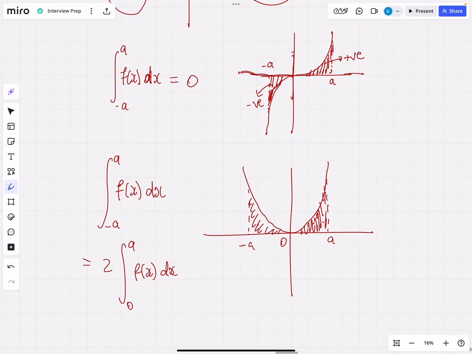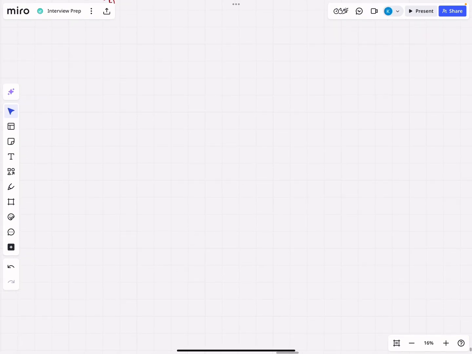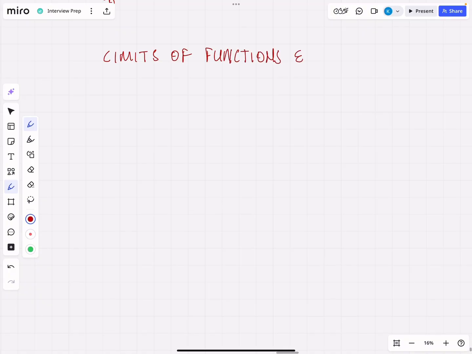Okay, now we're going to be looking at limits of functions and evaluating limits next.